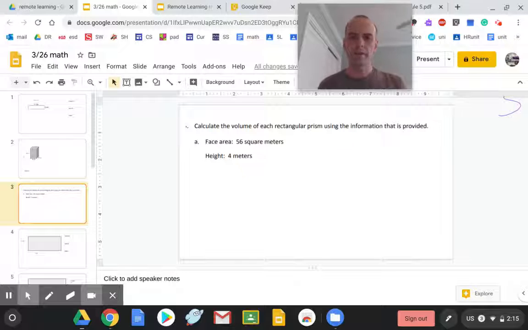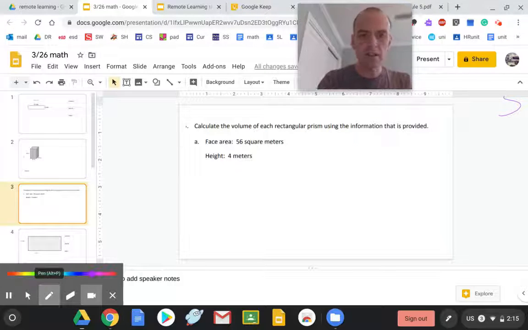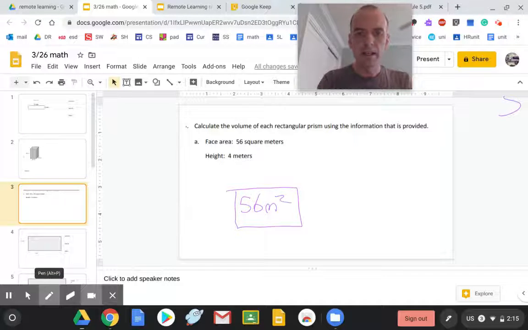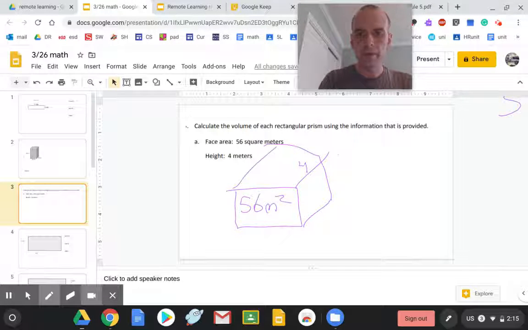Calculate the volume of each rectangular prism using the information that is provided. Face area is 56 square meters. So again, they give us the face area. So it's 56 meters squared. And then the height is 4. Okay? So we already know the length and the width to get the area. And then we have the third dimension is 4.